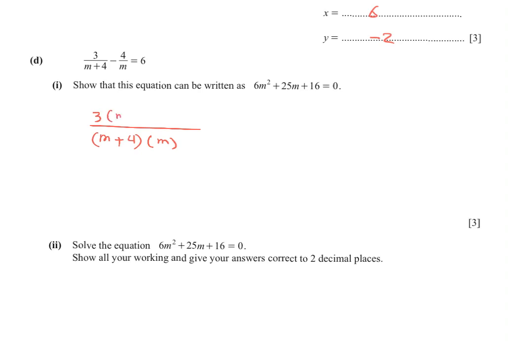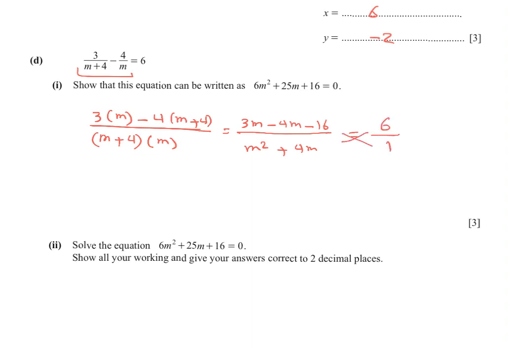So 3 times m minus 4 times m plus 4. So we make the two fractions a single fraction. We can simplify more. 3m minus 4 times m equals negative 4m. Negative 4 times 4 equals negative 16. M times m is m squared. M times 4 is 4m. This equals 6, so we can write 6 over 1.